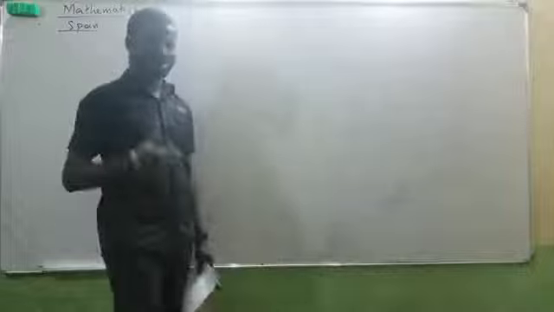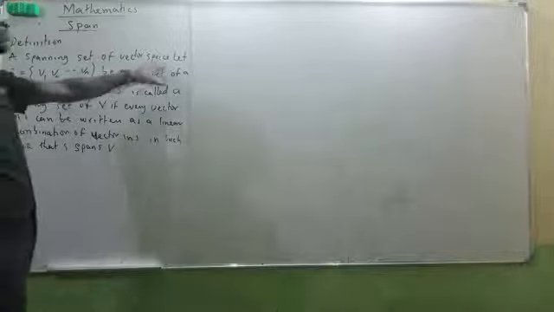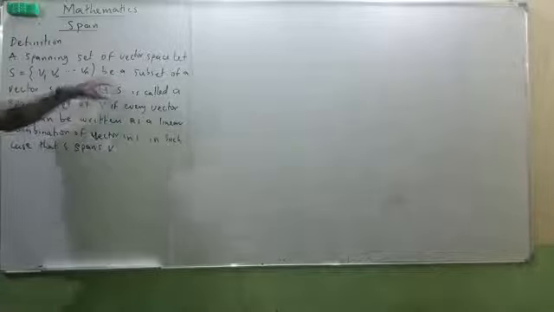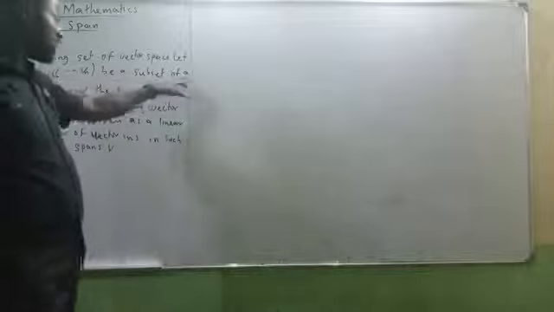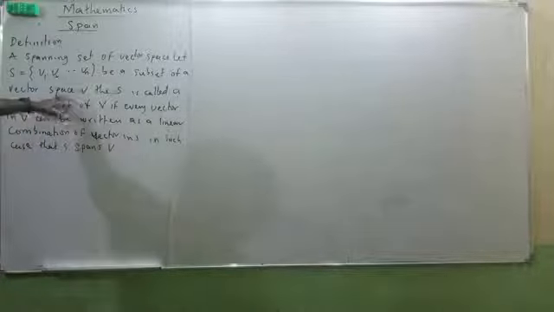When we talk about span, it means a generator. When you generate a vector from a given vector, that is what is called span. Let me try to define span. A spanning set of a vector space: let X, which is a set of vectors, be a subset of a vector space V.